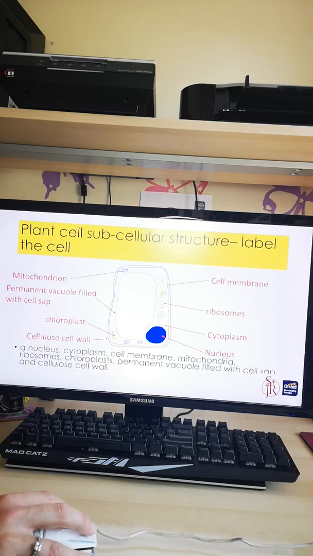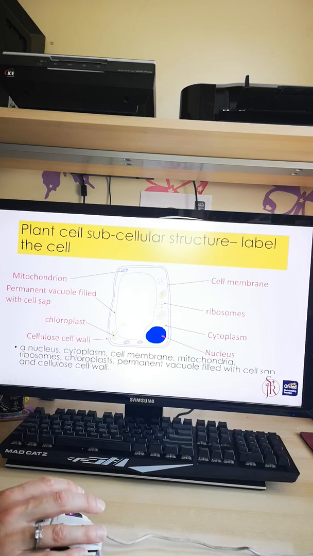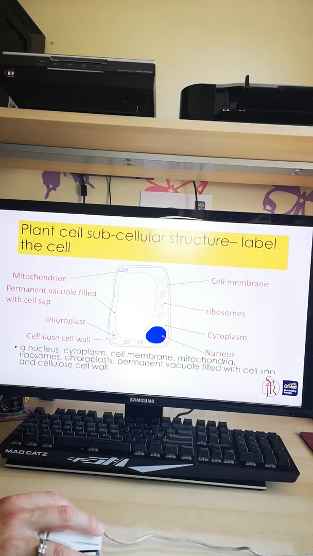Well, the cellulose cell wall provides mechanical strength to the plant cell, so it keeps its shape, its structure, and it makes it a strong cell. So it keeps its shape and gives it mechanical strength. That's really important because when water enters by osmosis, plant cells do not burst like animal cells would if excessive water entered them by osmosis.